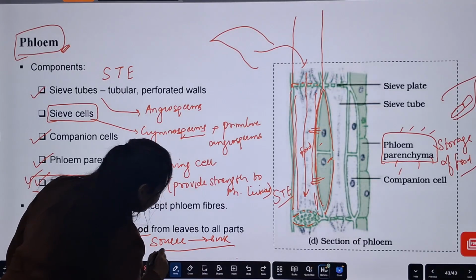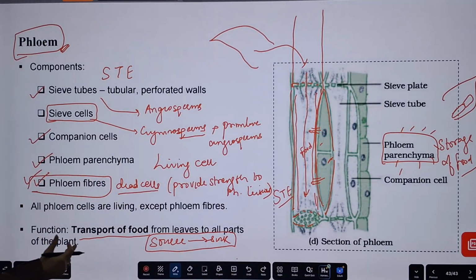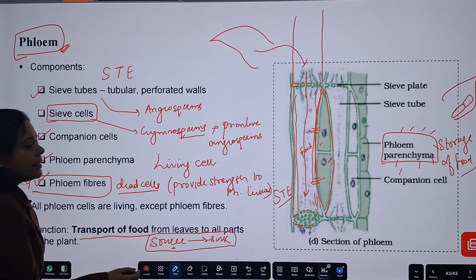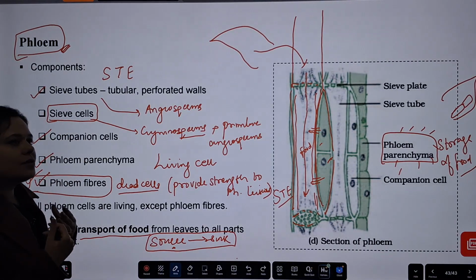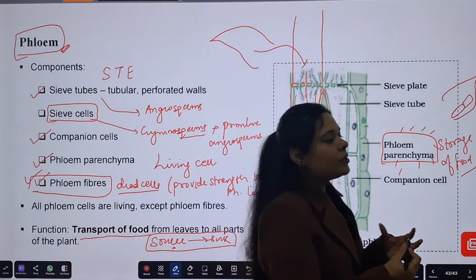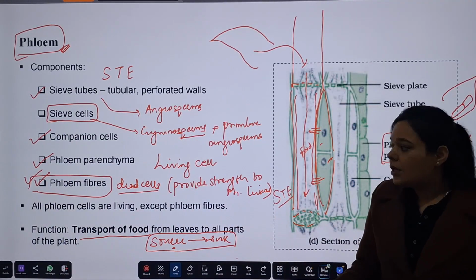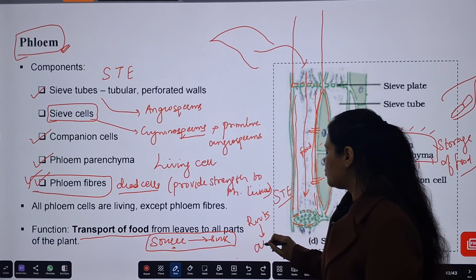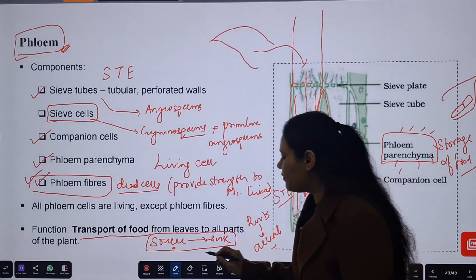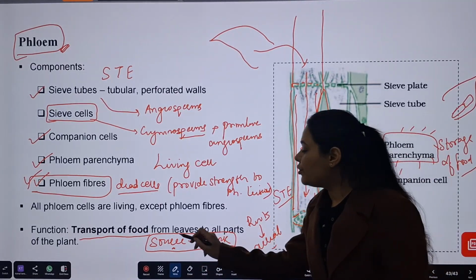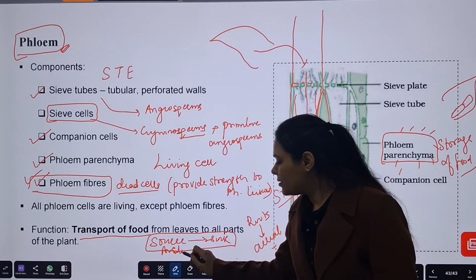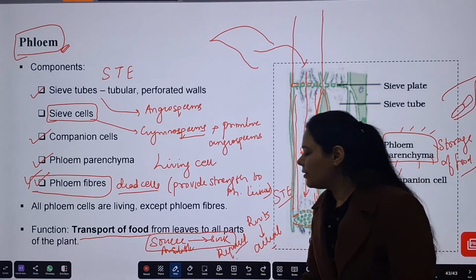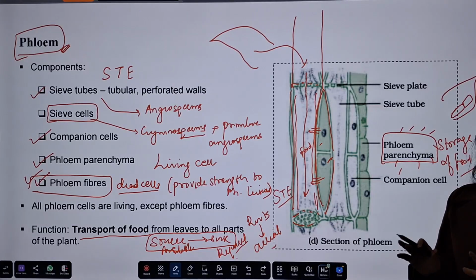It is a bidirectional transport. Source is mostly leaves, but sometimes when the plant is not able to make food, it is taken from the storage organ, and it could be roots. Food is also transported from roots to the aerial parts. So we say food is transported from source to the sink, wherever food is available, to parts of the plant where food is required. Where food is required, we call that part at that particular time the sink.